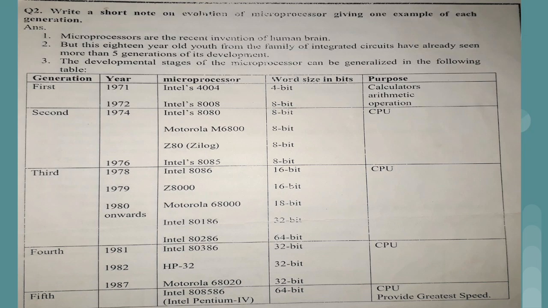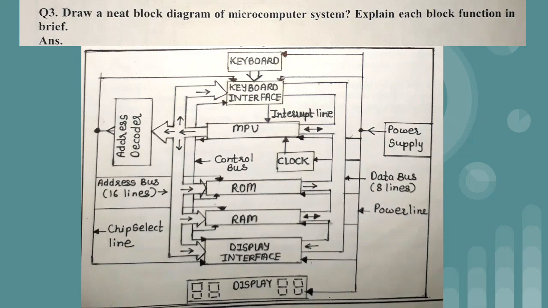So in this question, what is important for you to remember is at least one example from each and every generation. One example means you should remember the year, name of the microprocessor, word size, and its purpose. Then it will be easy for you to remember. So this is your second question of chapter number 1.